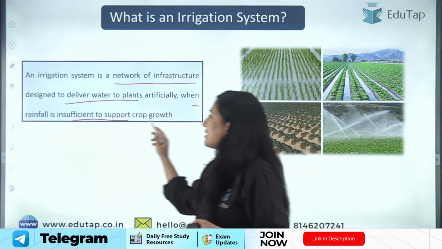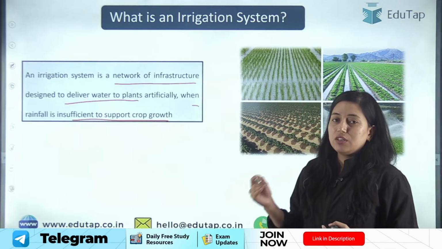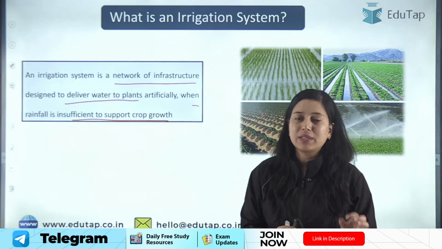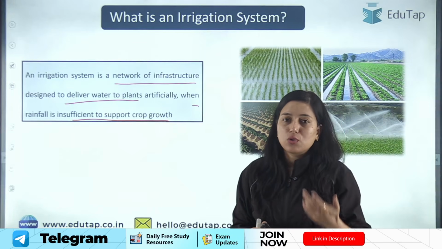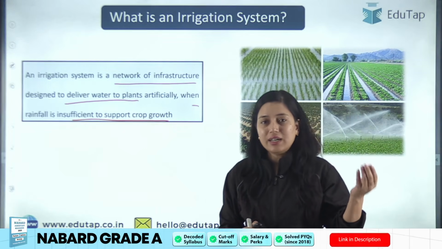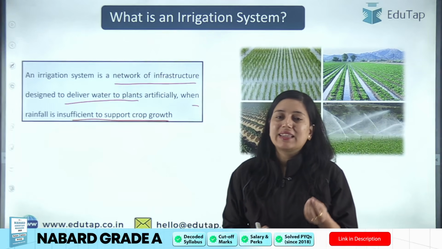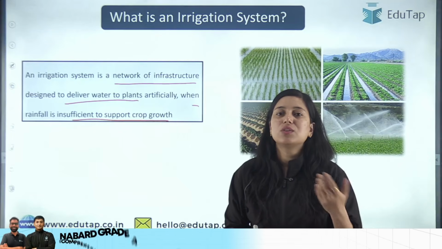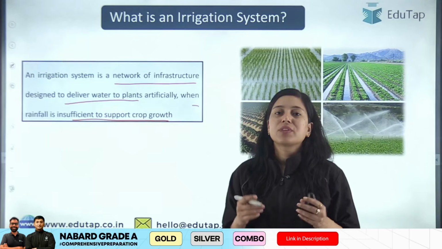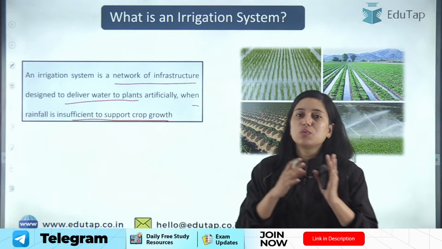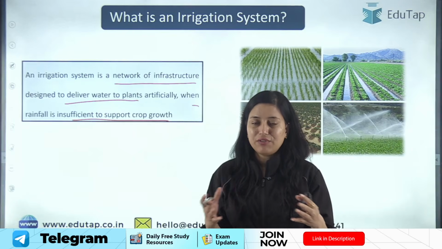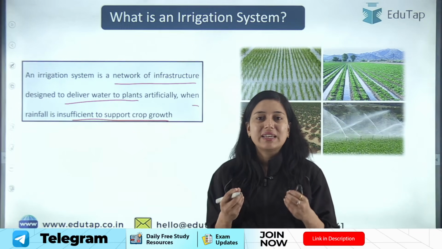When rainfall, the usual source of water, is insufficient to support crop growth. See, if we are not giving irrigation, that doesn't mean the crop will not grow or the soil will not have water. There will be moisture in the soil with the help of rain. But again, that is not sufficient for crop growth. We need to supplement that rainwater. So in that case, we do irrigation, and to efficiently deliver this water to the field, we make a system which is known as irrigation system. We develop an infrastructure which is known as irrigation system.